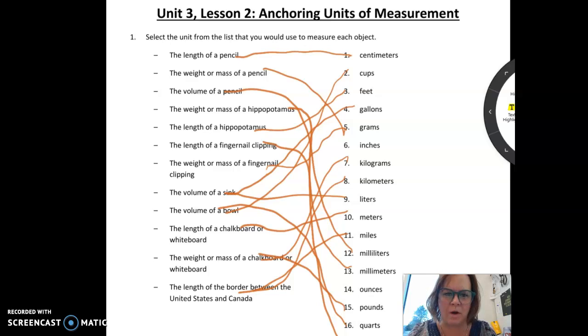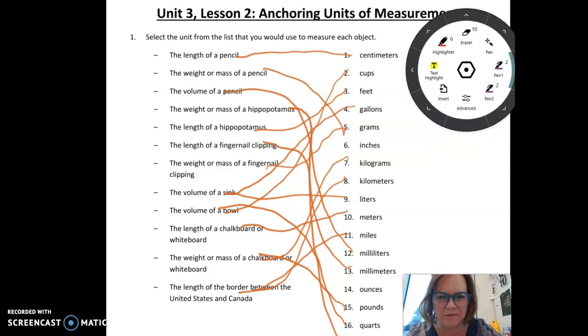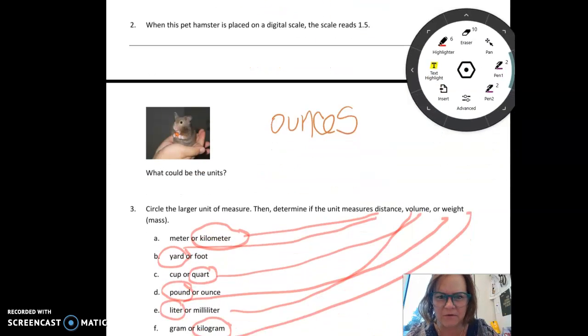There's not just one right answer, but if you are using, say, a volume measurement for something that is needing a length measurement, then it would be wrong and I would want you to correct that. But otherwise, just kind of gauge how you did based on what you see here. And let's go to the next one.